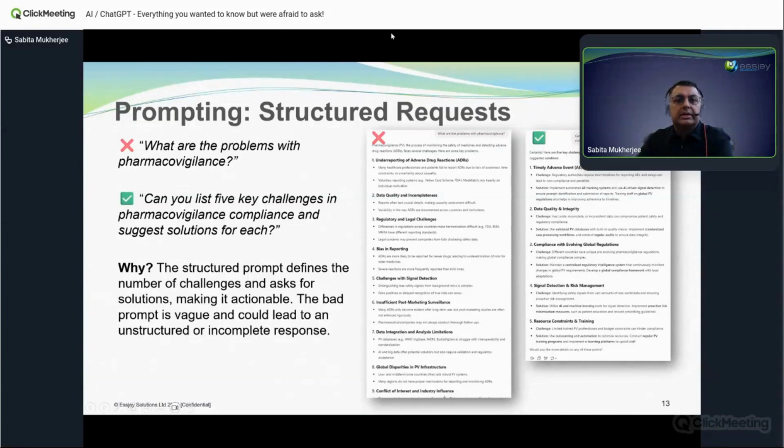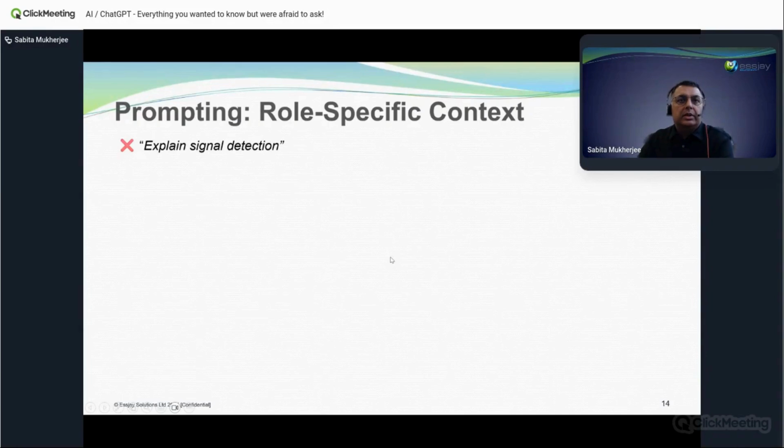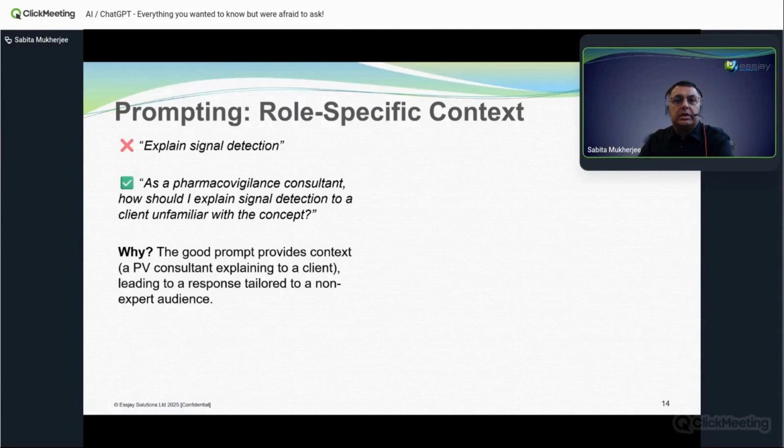Okay, let's look at another example. Role-specific context. A bad prompt, explain signal detection. A better prompt, as a PV consultant, how should I explain signal detection to a client unfamiliar with the concept? Why is this better? The good prompt provides context. It's a PV consultant explaining to a client, and it leads to a response that's tailored to a non-expert audience.